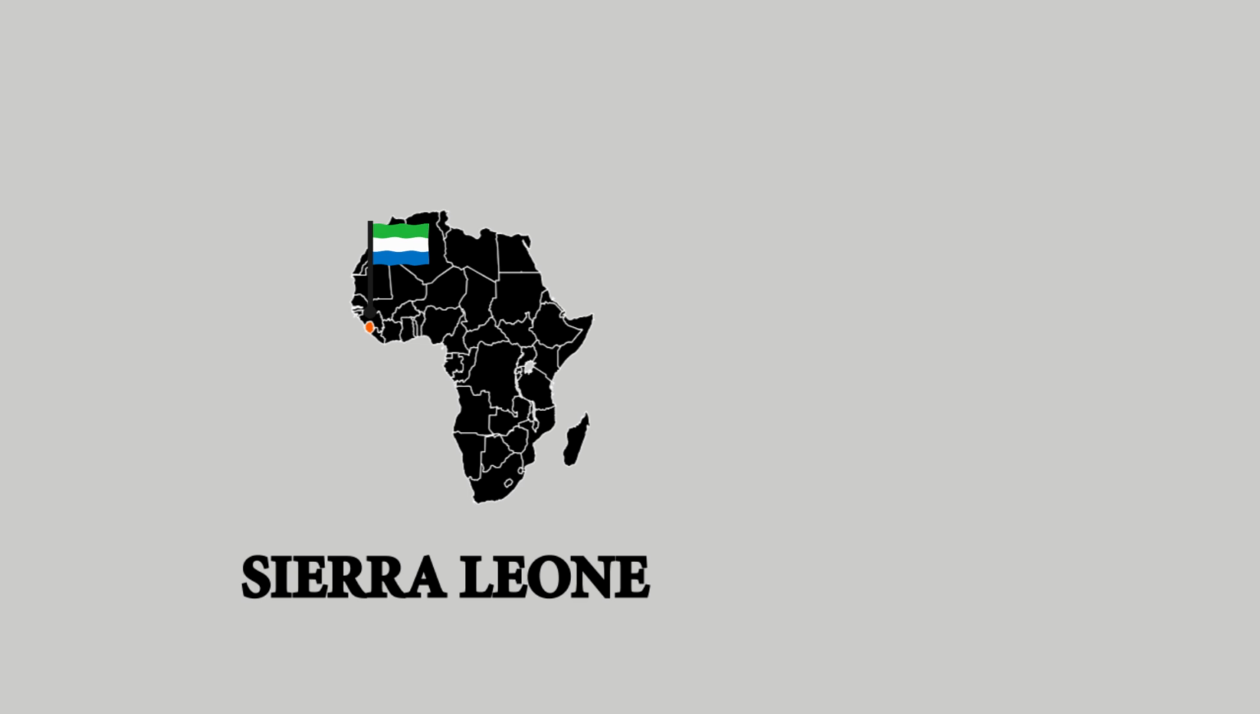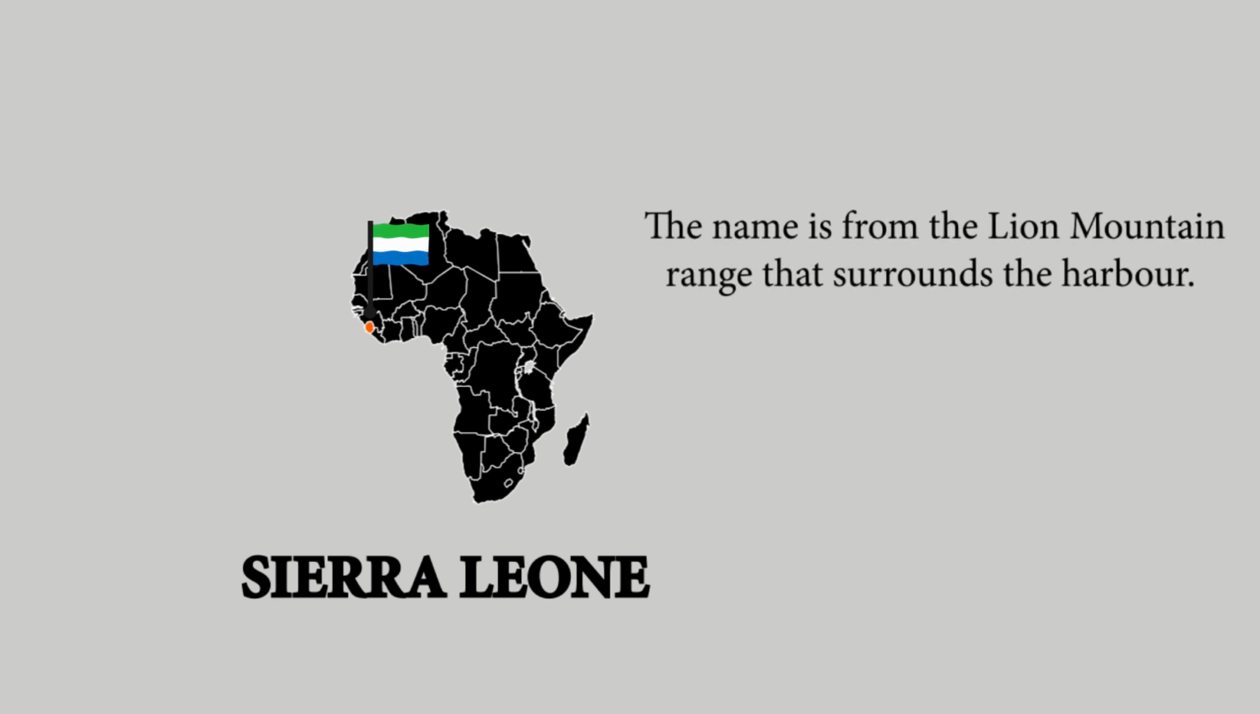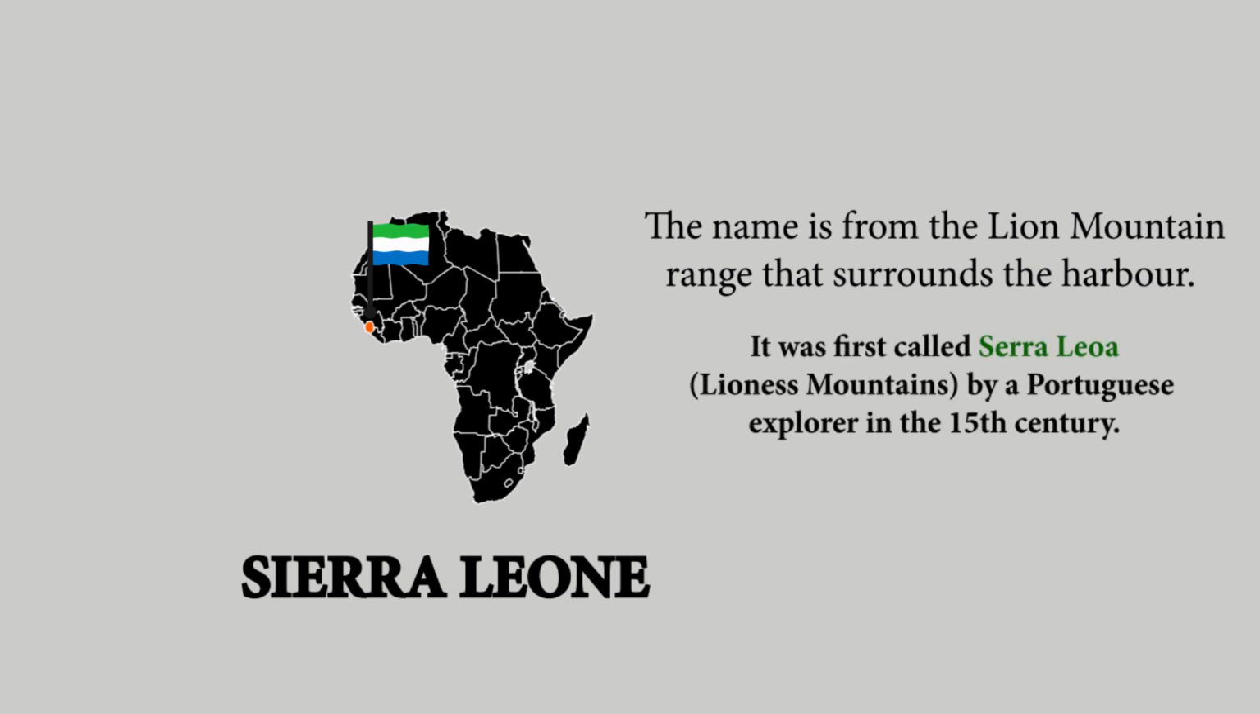Sierra Leone. Sierra Leone is a coastal country in West Africa. It derives its name from the Lion Mountains, a range of hills that surrounds the harbour. It was first called Serra Leoa, Lioness Mountain, by a Portuguese explorer in the 15th century, but was later changed to Sierra Leone by Italian cartographers years later.